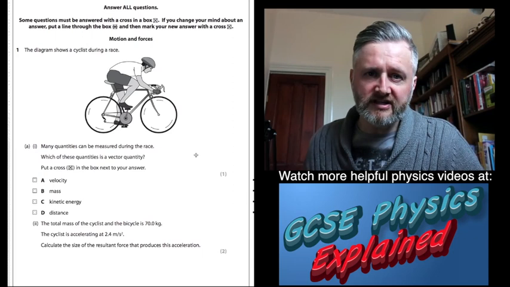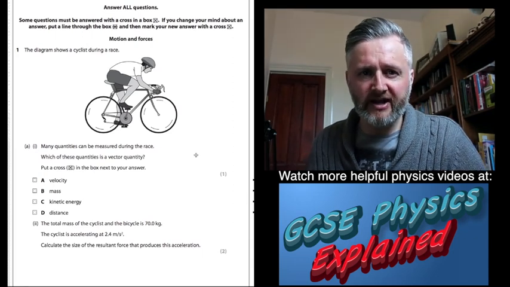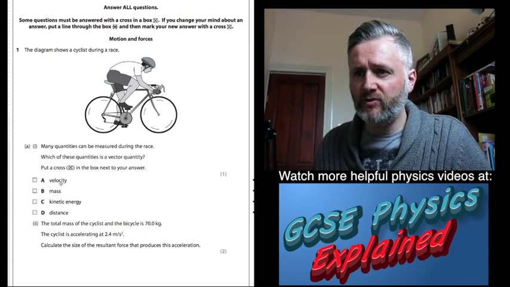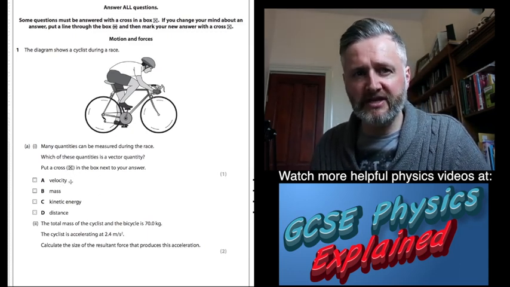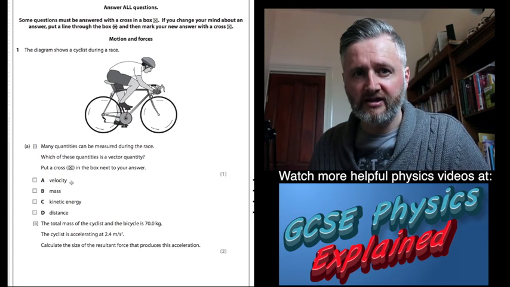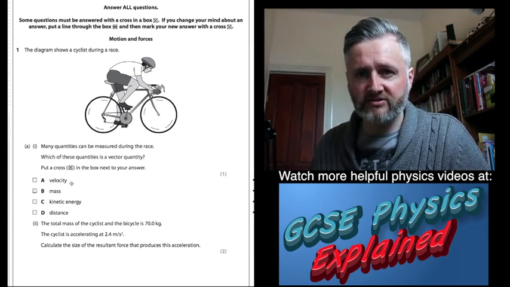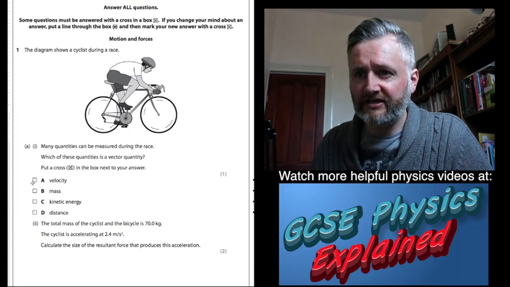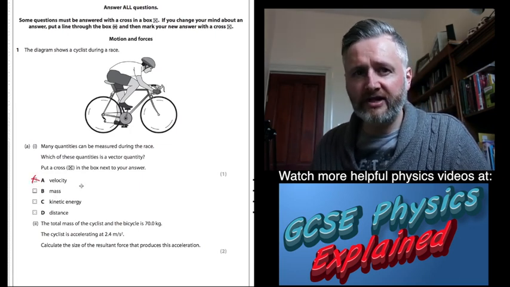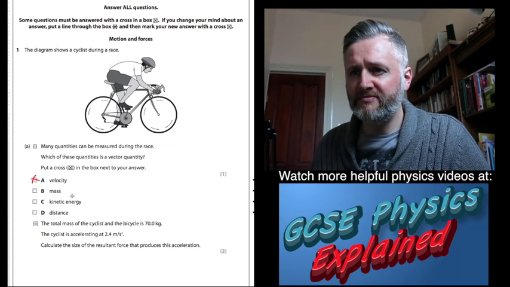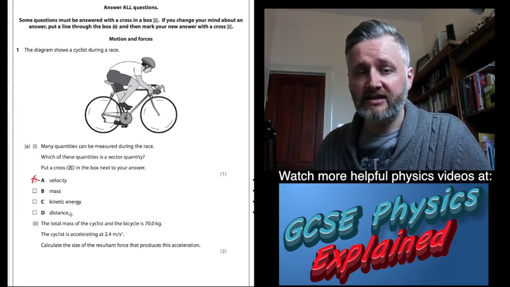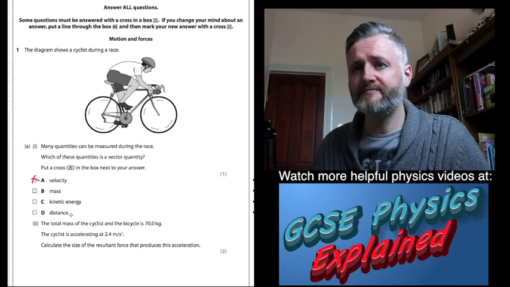A vector quantity has both size and direction. So if we look at velocity, when you're quoting velocity, you say it's like 8 meters per second, and you'll say north, east, south, west, or to the left or to the right. So velocity is a vector. Mass, no, that's just a size, like 8 kilograms. Distance is just a scalar. A scalar quantity has size only.